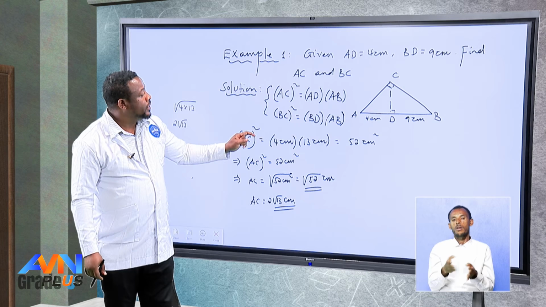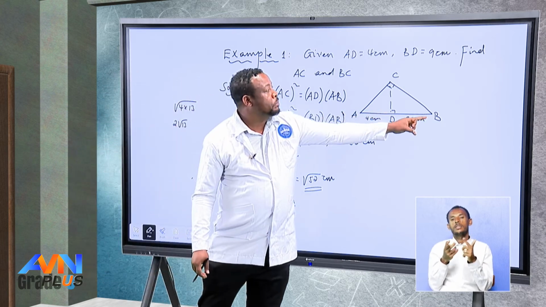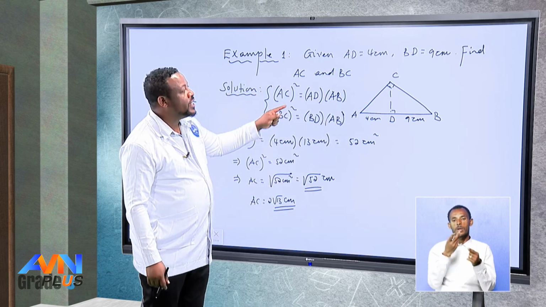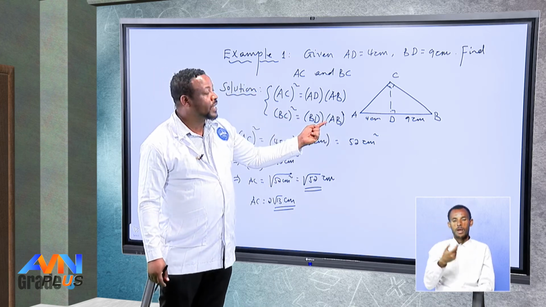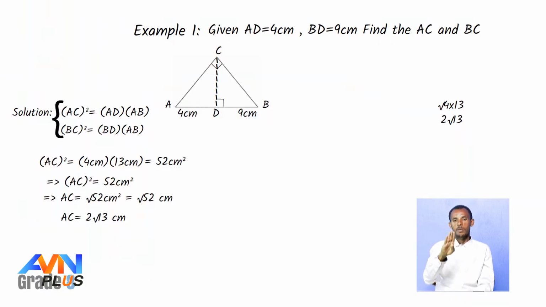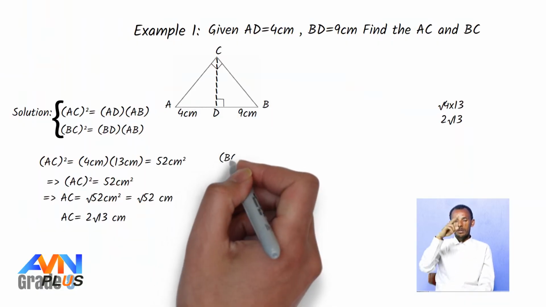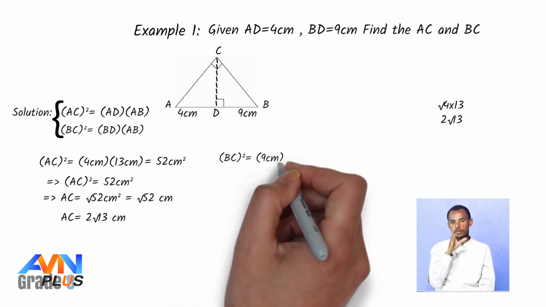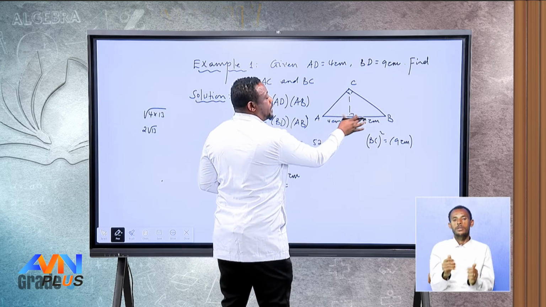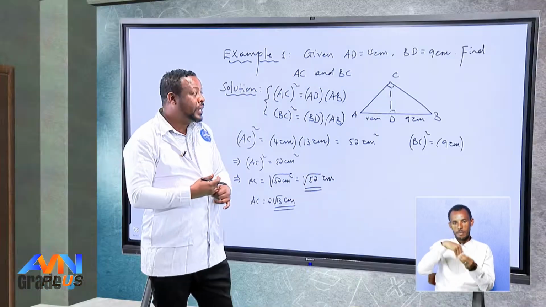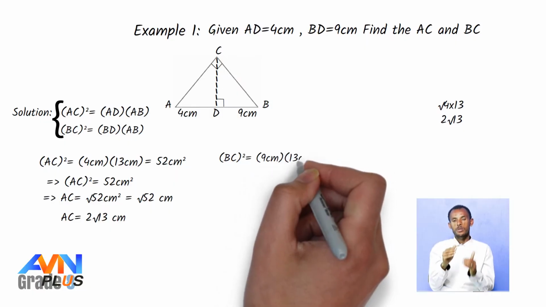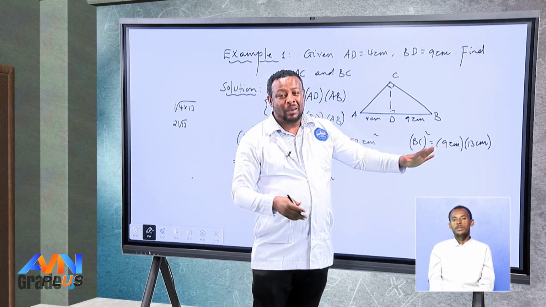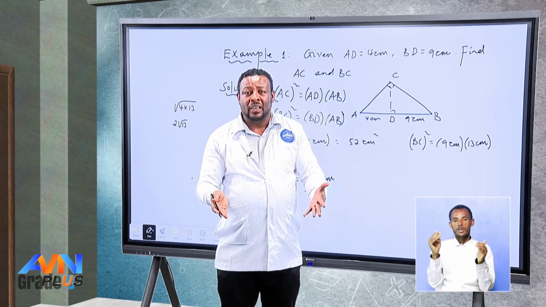Now let's calculate the second unknown side, BC, right? So when we come to BC square, we have BD times AB. Okay, BC square is equal to BD, which is 9 centimeter, and AB, the whole part, is the sum of AD plus DB, which is 13 centimeter. Okay, so 9 times 13, you can multiply it.